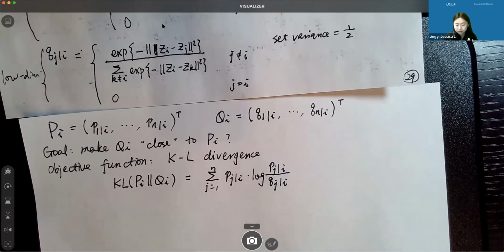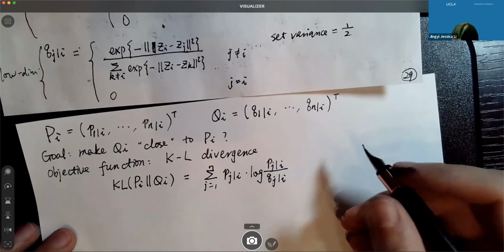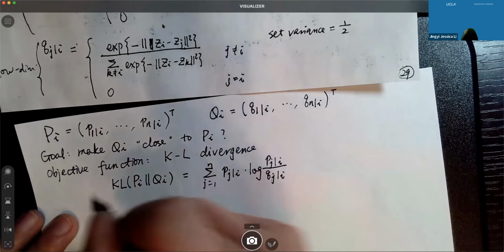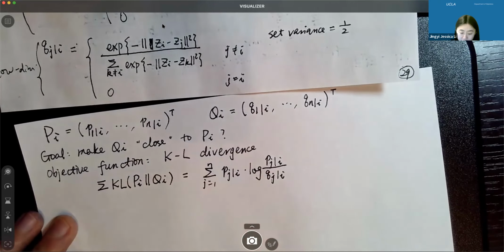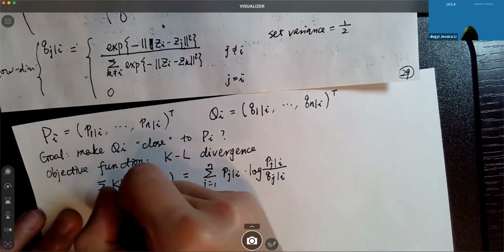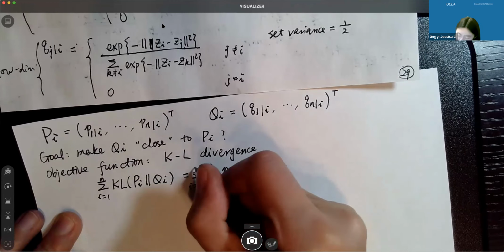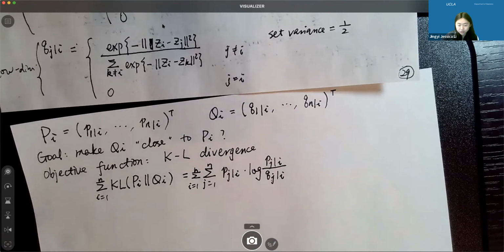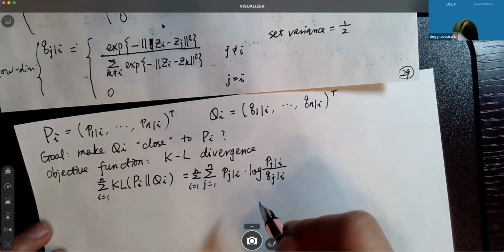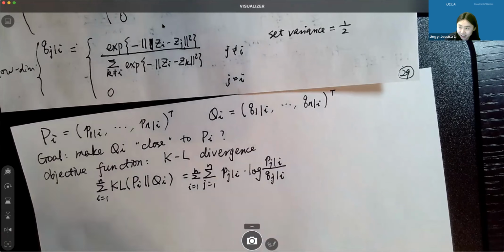And of course, we want to look at all the points. So therefore, it makes sense to just take the sum of the KL divergence for point i. So let's take the sum for i going from 1 to n. That's the objective function or loss function to be minimized. So therefore, it becomes just an optimization problem: how to find this Qj given i for any i and any j, then we can minimize this.